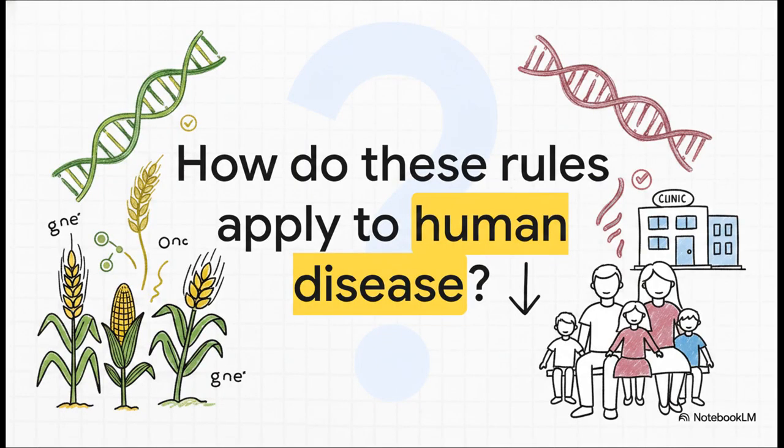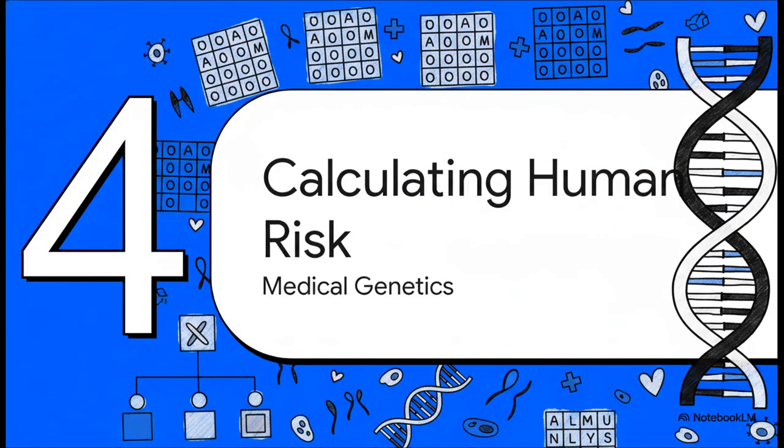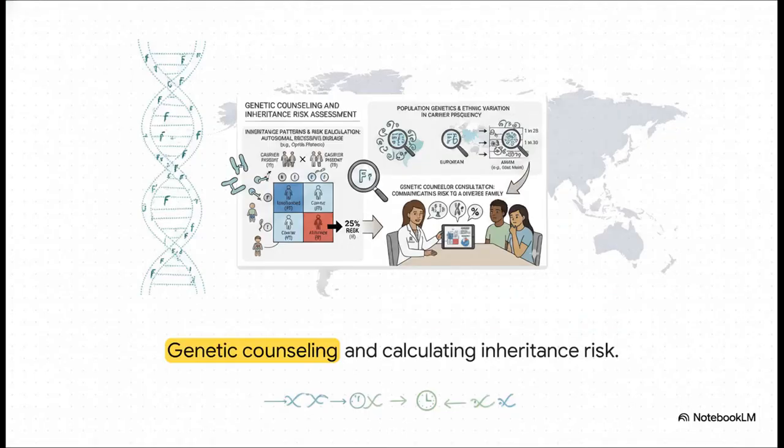But how do these exact same mathematical rules apply to human families sitting in a clinic facing the prospect of an untreatable genetic disease? Section 4. Calculating human genetic risk. This is where Mendelian genetics gets deeply personal. Genetic counselors use these exact same principles to help families make incredibly difficult, informed decisions.